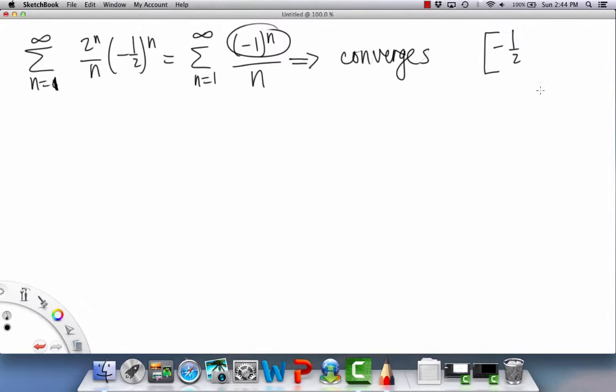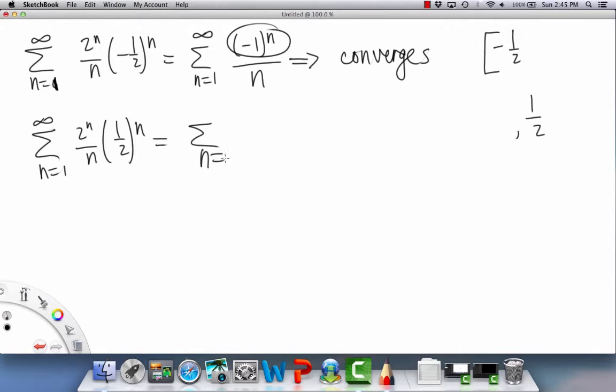And then we have to determine what happens at positive 1/2. So now we'll evaluate it at x equals 1/2. Let's do the same thing. We have 1/2 here to the n, so this is basically the same thing, except now we have a positive 1 to the n, which is just 1 over n. And this, as we know, is a harmonic series which diverges.